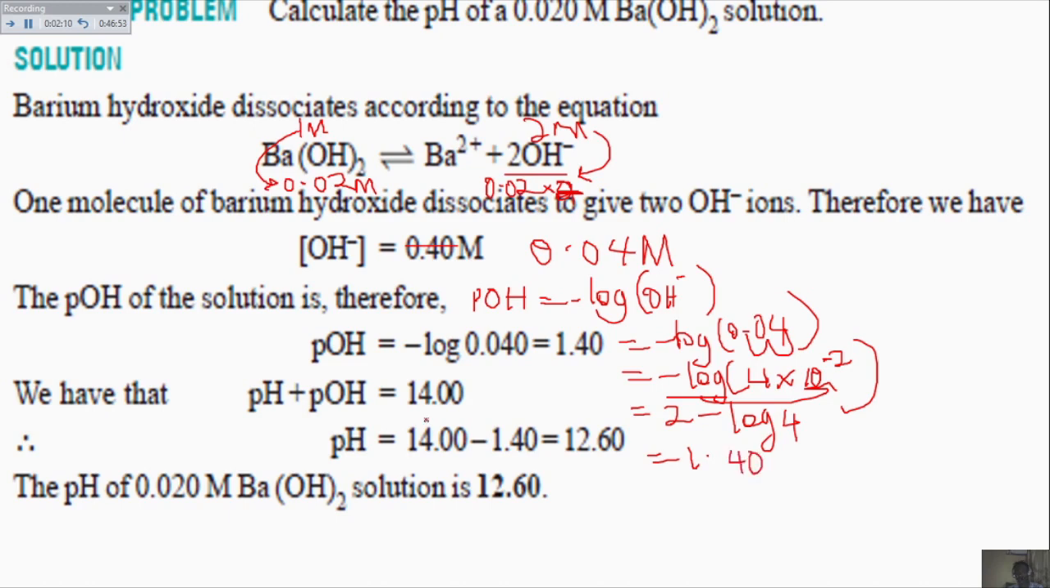1.40. Then we remember that our pH plus pOH equals to what? 14. Automatically, our pH will equal to 14 minus 1.40. And that will give you what? 12.60. Therefore, this is the basic concept you need to first know: the ionization equation. Once you understand the ionization equation, then it should be very, very easy to manipulate yourself using the formula.